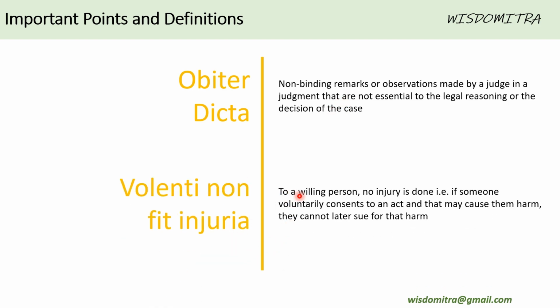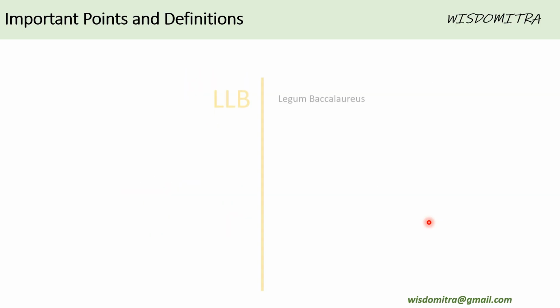Volenti non fit injuria. It literally means to a willing person, no injury is done. That is, if someone has voluntarily consented for an act and that caused that person a harm, they cannot later sue for that harm. So, basically, suppose you go for skydiving, etc. People who are organizing that activity, they'll make you sign a consent form, kind of indicating that you are voluntarily participating in this activity, which might have some potential dangers. And if something happens to you, the organizers are not responsible.